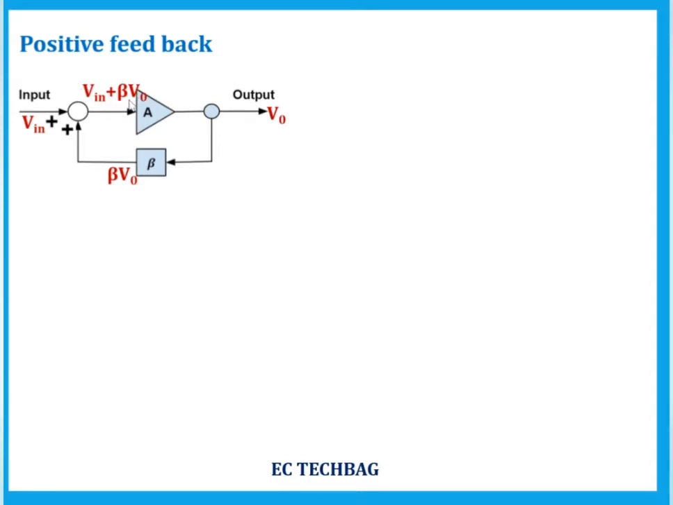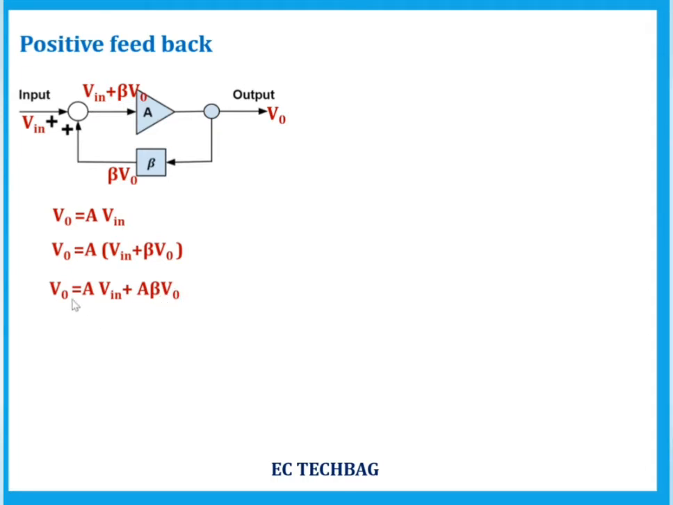Now this Vin plus beta V0 is applied at the input of the operational amplifier. You know that V0 is equal to A times Vn. A is the open loop gain and Vn is the input of the operational amplifier. But here with feedback, your input is changed to Vn plus beta V0. So you have to include the feedback signal also. So now replace this Vn by Vn plus beta V0. Right? So next you get A Vn plus A times beta V0.